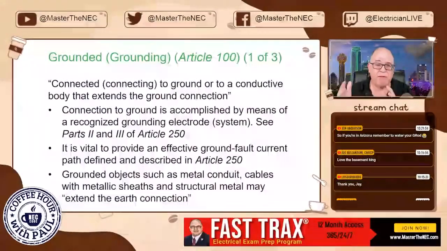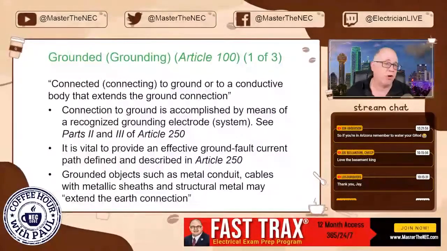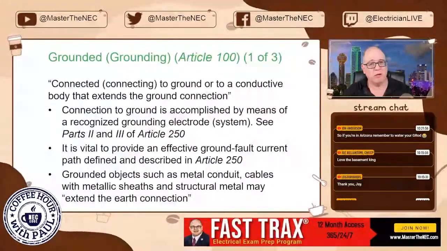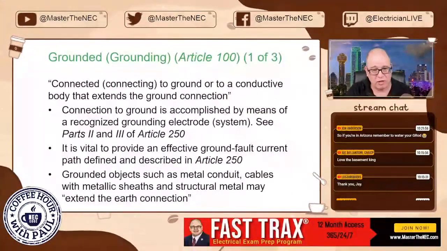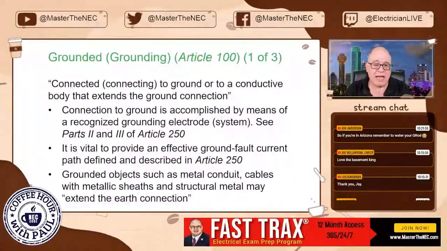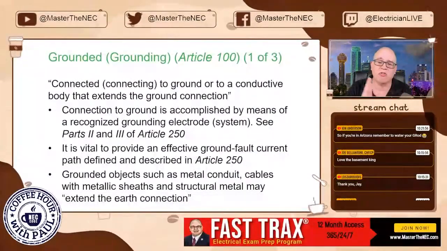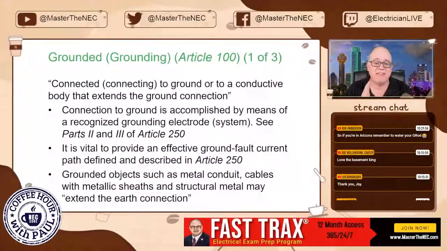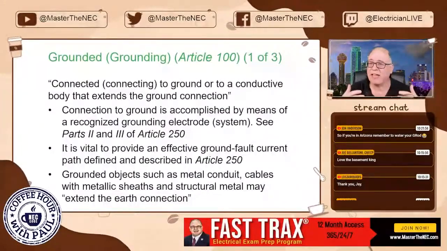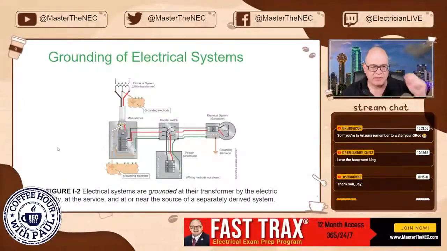Now, paths that ground fault current take that aren't the effective intended path are still ground fault current paths, but they're not ones that we construct. We want it to follow the paths that we construct. So, grounded objects such as metal conduits, cable with metallic sheathing like an MC, things like that, and structural metal may extend that earth connection. So there's a lot of things that can extend that connection to earth. So let's look at this graphic here.